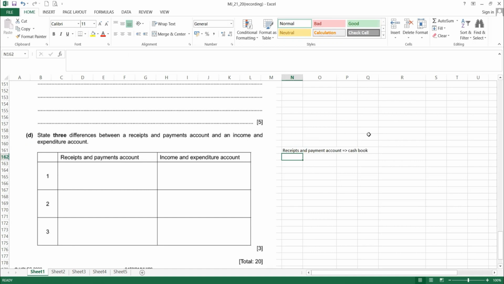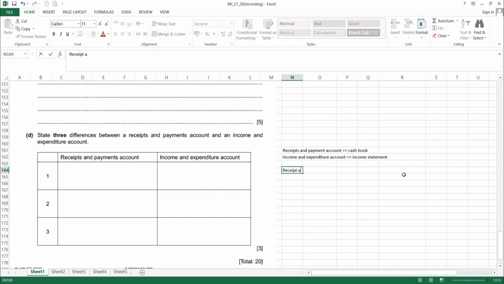In the other businesses, income and expenditure account is actually our normal business we call income statement. So you try to remember what is the feature of the cash book, what is the feature of the income statement. So they ask for the differences. We can use back the cash book and the income statement points to answer it.